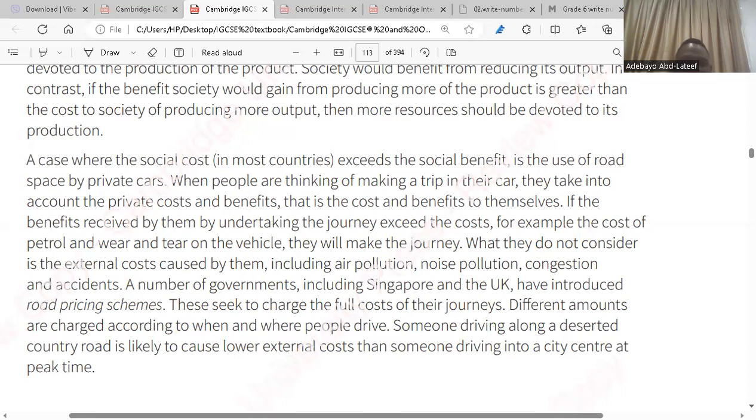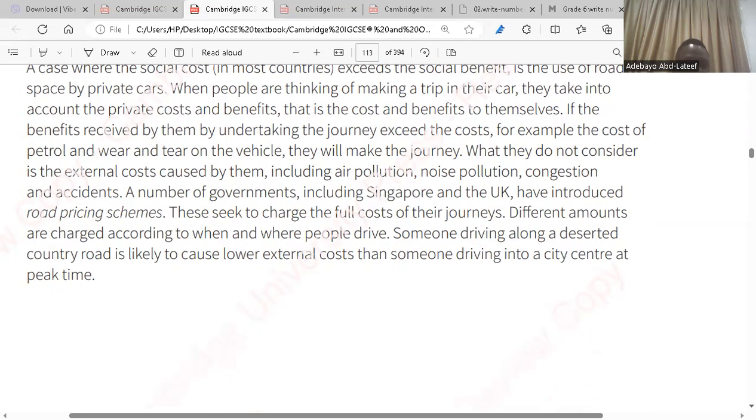What they do not consider is the external costs caused by them, including air pollution, noise pollution, congestion, and accidents. A number of governments, including Singapore and the UK, have introduced road pricing schemes. This seeks to charge the full cost of their journeys. Different amounts are charged according to when and where people drive. Someone driving along a deserted country road is likely to cause lower external costs than someone driving into a city center at peak time.